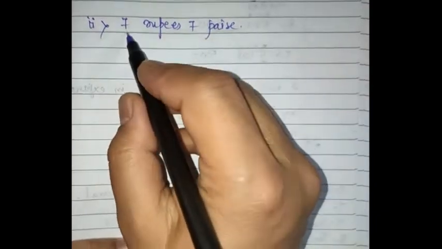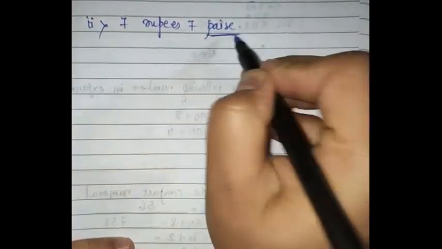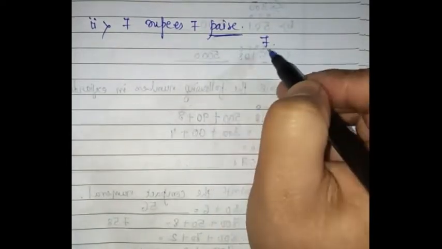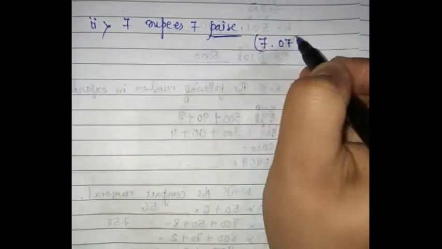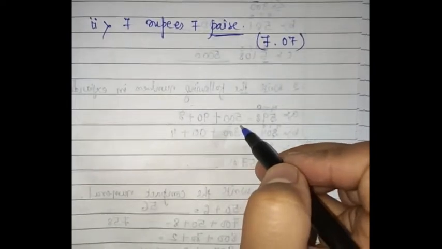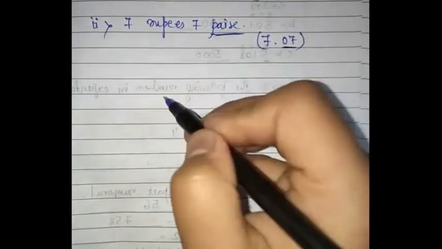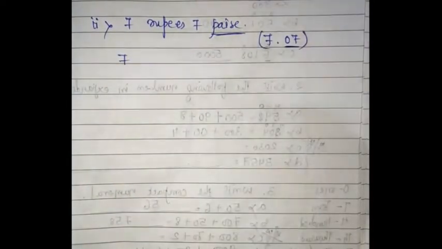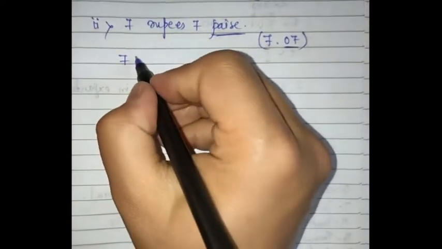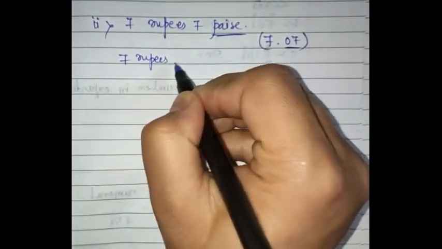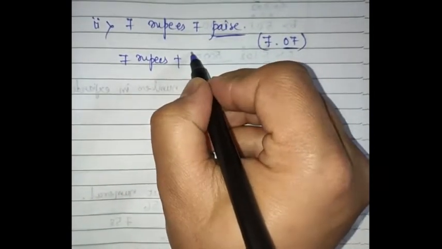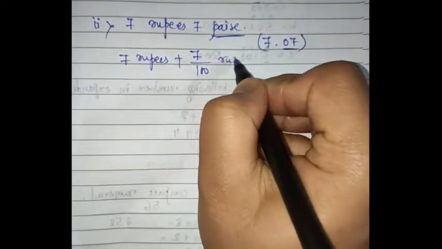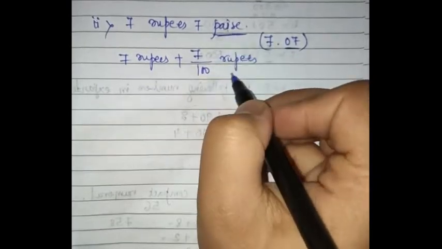The question is 7 rupees 7 pice. We have to convert this into rupees. If you write this in decimal form, it will normally be 7.07. But how to get this 07, that we have to calculate. So it will be 7 rupees plus 7 by 100 rupees. Again, we are converting this pice into rupees.